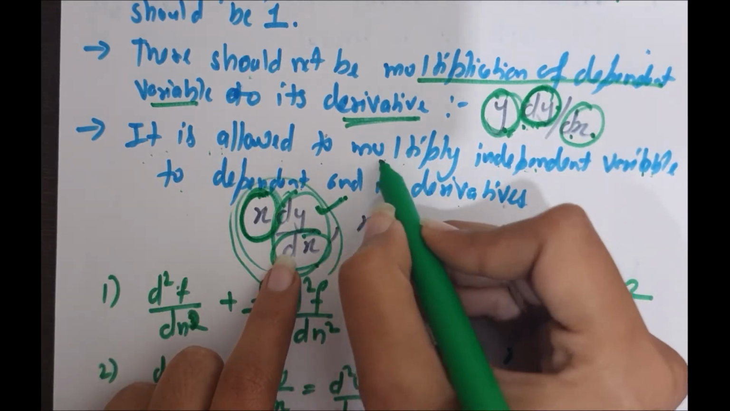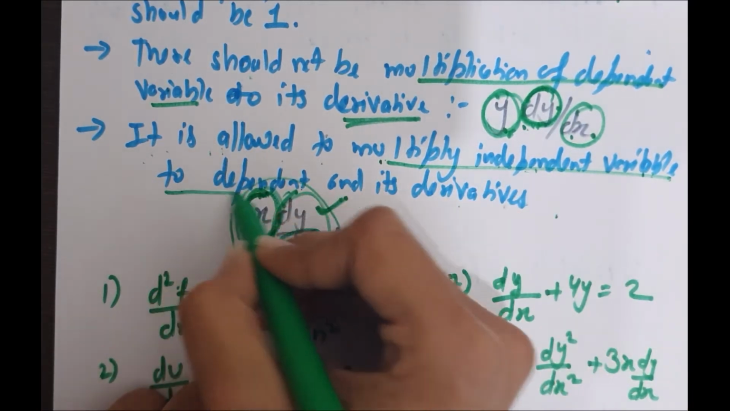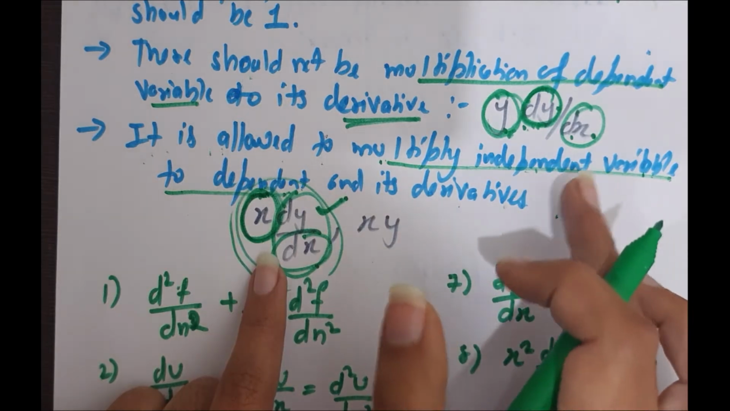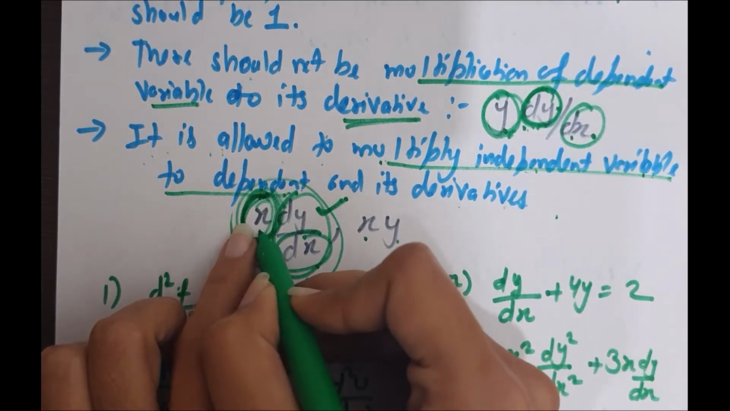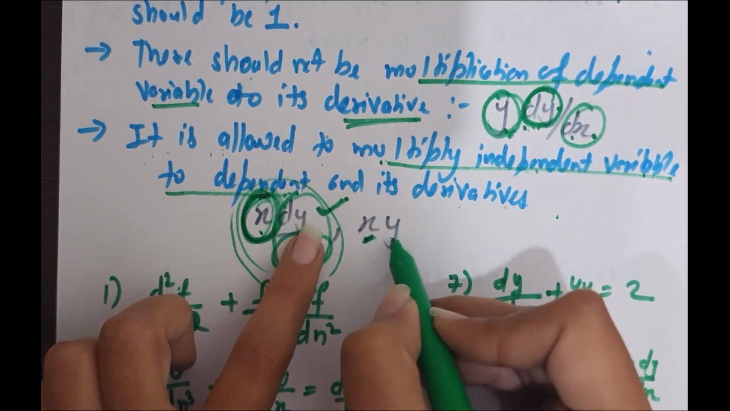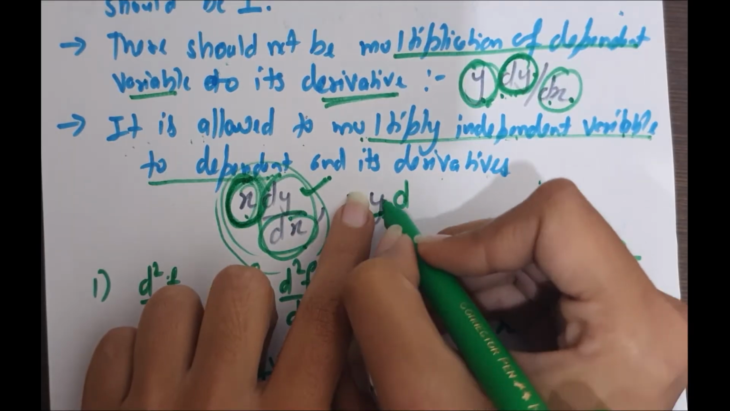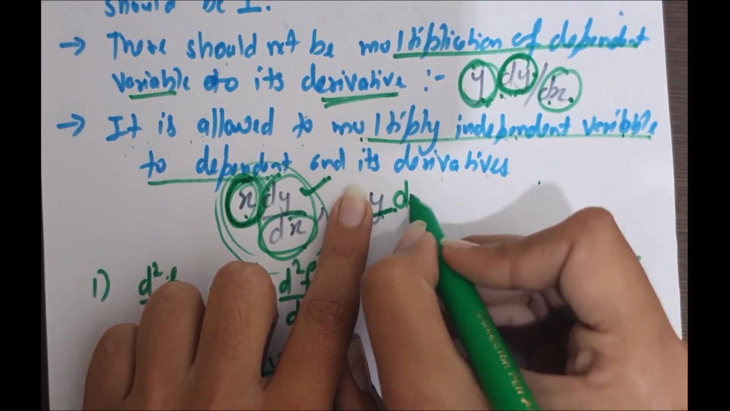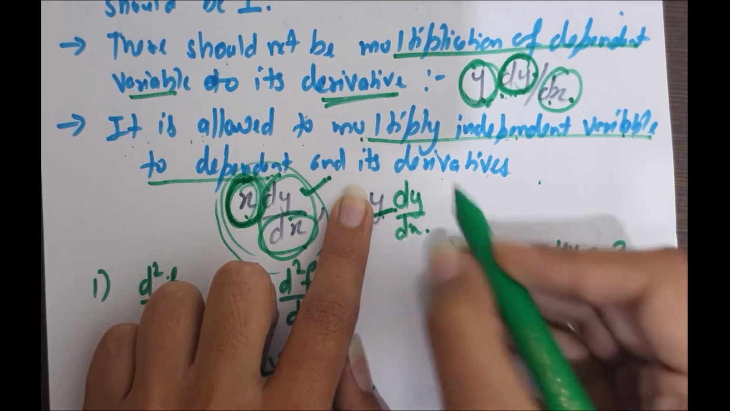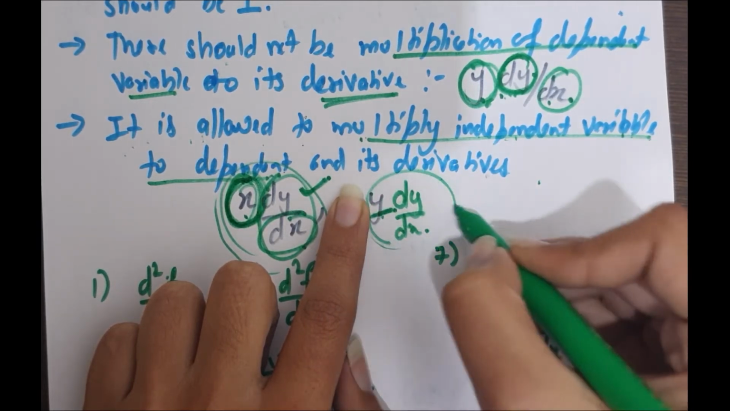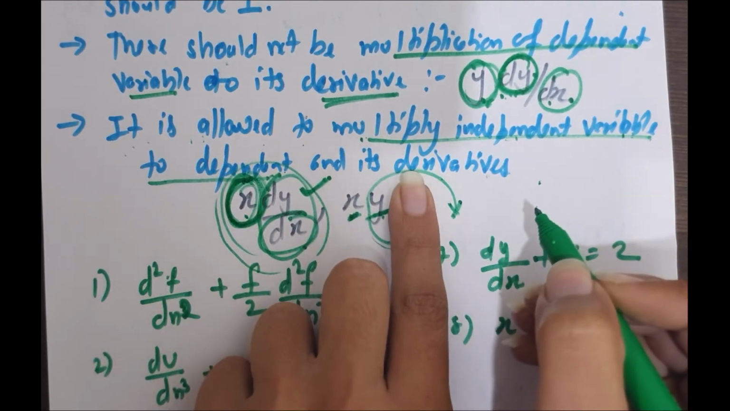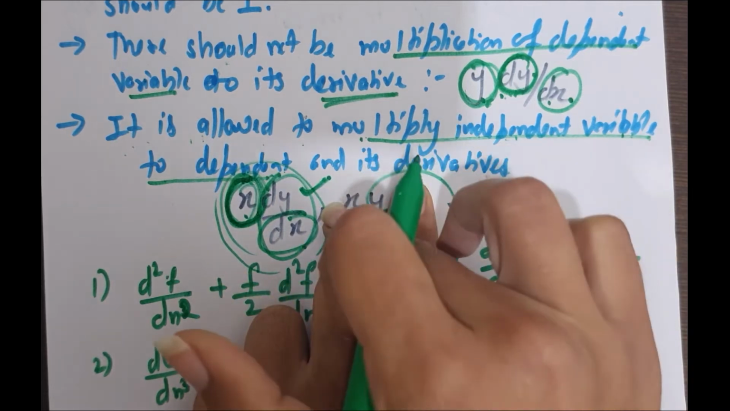And also multiplication of the independent variable to the dependent variable can be possible here. Therefore, x, this independent variable, can be multiplied with the dependent variable. But if this dependent variable gets multiplied with its derivative, then it wouldn't be a linear equation. If we skip this, then it is called a linear equation.